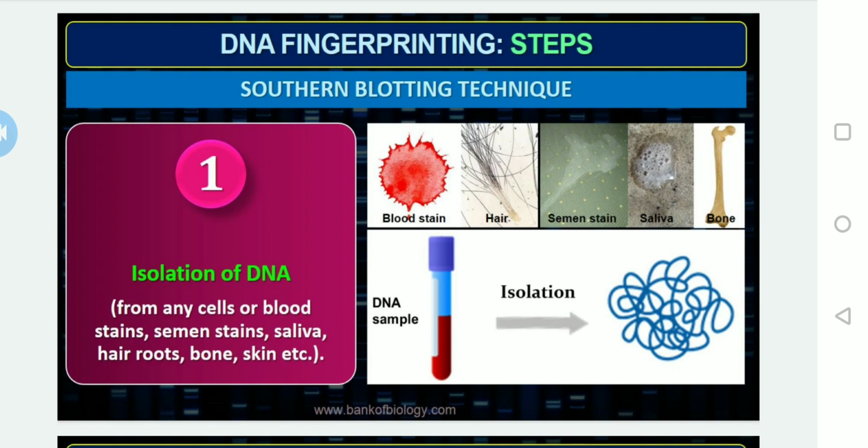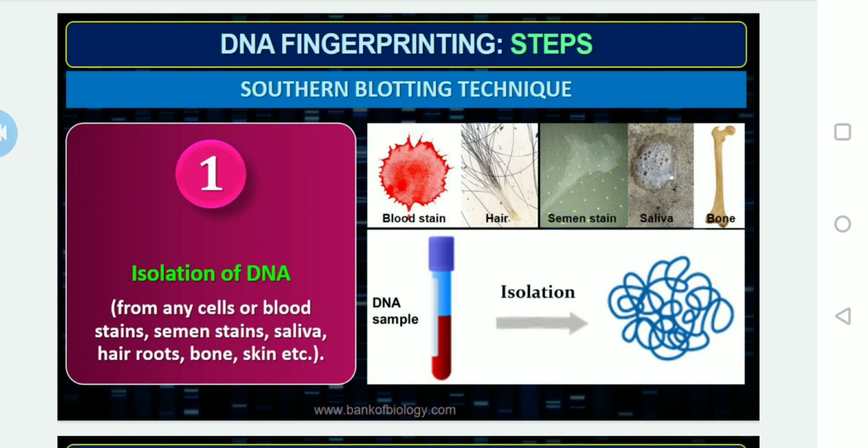The first step is nothing but isolation of the DNA. Isolation of the DNA is also known as collection of the samples. What does it involve? Generally whenever the process begins, what will we do? Consider a criminal offense happens. Whenever the forensic team enters, what will they do? They will first do collection of the samples.